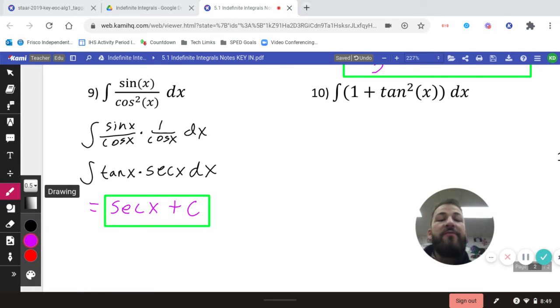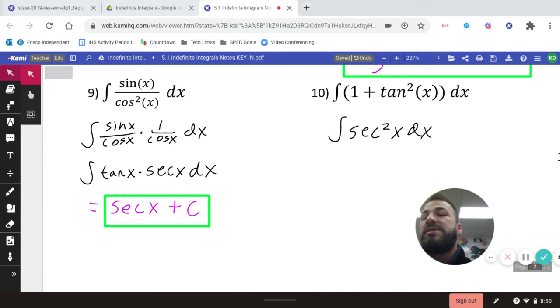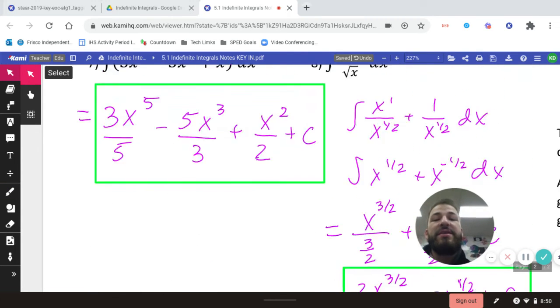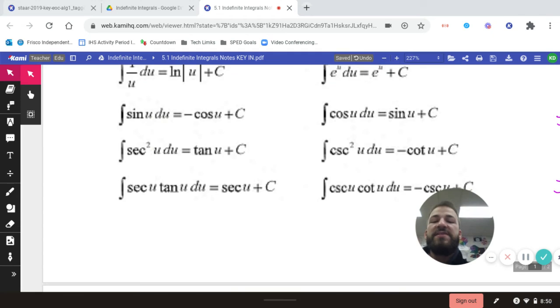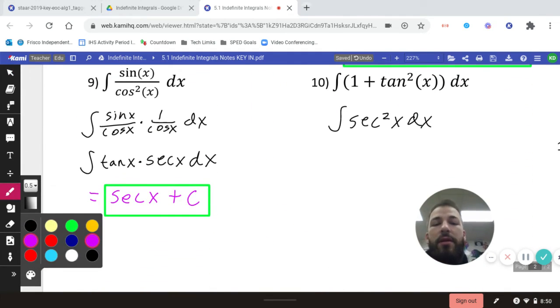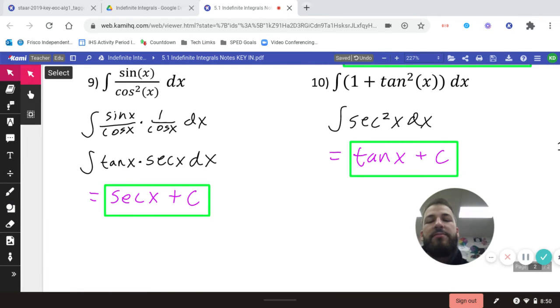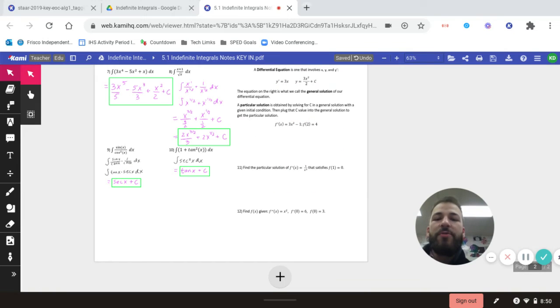Last but not least, we have 1 plus tangent squared. Well, if we know our Pythagorean identities, 1 plus tangent squared is equal to secant squared. So this becomes the integral of secant squared of x dx. And then once again, from our rules, I know the derivative of tangent is secant squared, which means the integral of secant squared is equal to tangent. So this becomes tangent of x plus c. So integrals, they're just derivatives backwards.